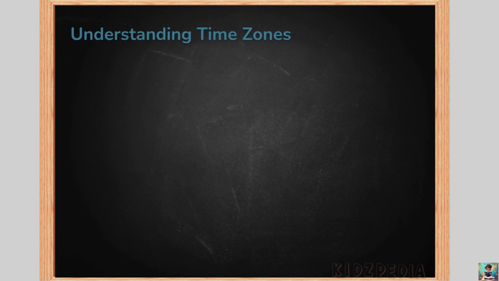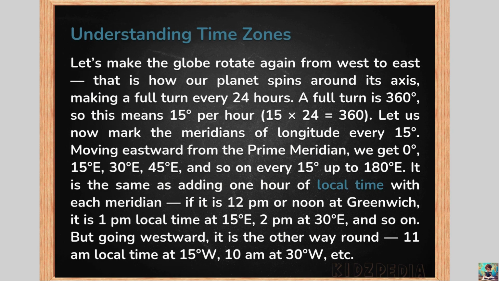Understanding time zones. Let's make the globe rotate again from west to east. That is how our planet spins around its axis, making a full turn every 24 hours. A full turn is 360 degrees. So this means 15 degrees per hour. 15 into 24 equals 360. Let us now mark the meridians of longitude every 15 degrees. Moving eastward from the prime meridian, we get 0 degrees, 15 degrees east, 30 degrees east, 45 degrees east, and so on every 15 degrees up to 180 degrees east.